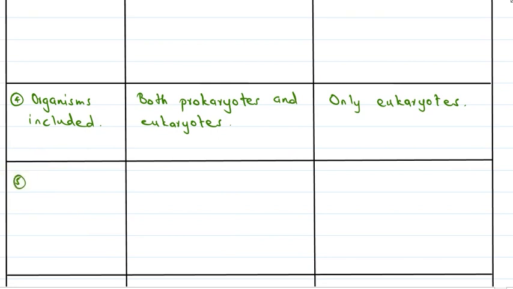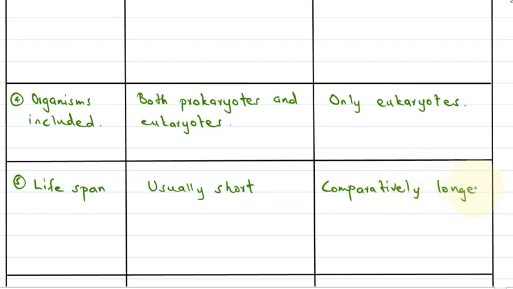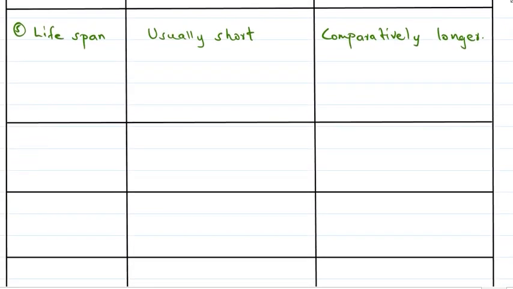Okay, then the next characteristic is lifespan. So unicellular organisms usually have a shorter lifespan. So the lifespan is usually short in case of unicellular organisms, whereas it is comparatively longer. That is, the lifespan is comparatively longer in case of multicellular organisms.